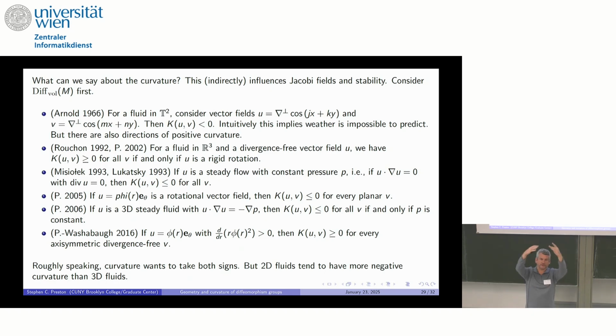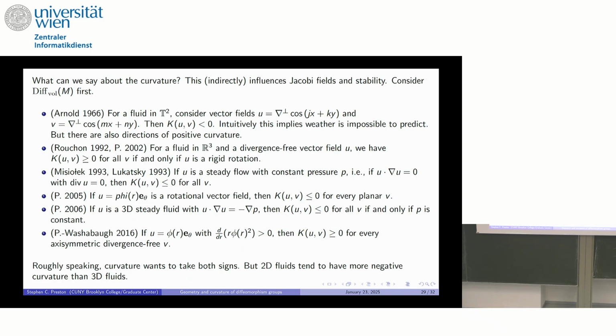If you have positive curvature, then it shouldn't matter when you make little mistakes. That was his original idea. And so he computed a bunch of these, probably thought that it was going to be negative all the time, but worked a little harder to find some directions where the curvature is also positive. So in general, it does take both signs.